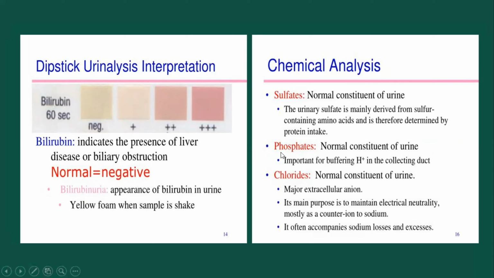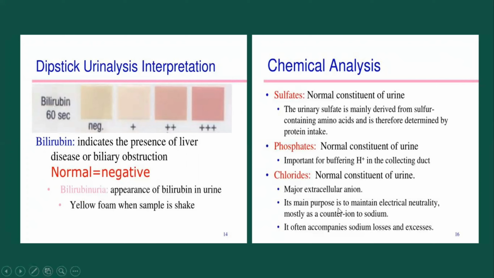Already discussed this part. Chemical analysis: sulfates are normal constituents of urine. The urinary sulfate is mainly derived from sulfur-containing amino acids and is therefore determined by protein intake. Phosphates, a normal constituent of urine, are important for buffering H plus in the collecting duct.